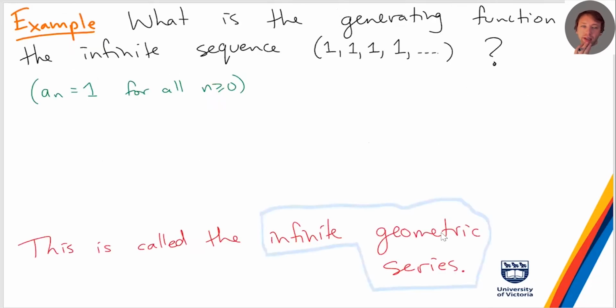Now here's a nice question. I'm not sure, maybe some of you have seen this before, maybe some of you haven't. What's the generating function of the infinite sequence 1, 1, 1, 1, 1, 1, 1 forever? Just the sequence which is all equal to 1.